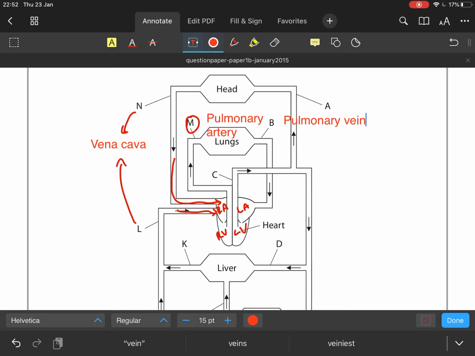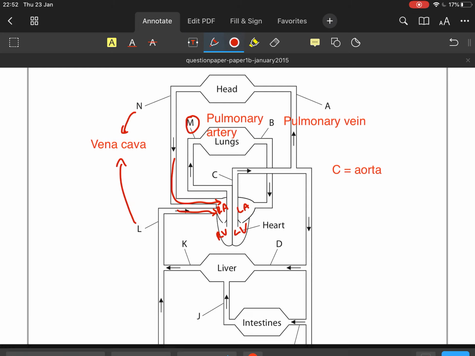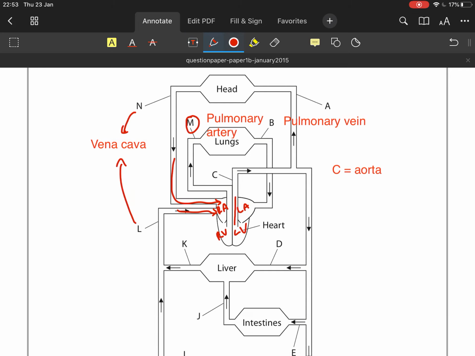We've then got a blood vessel here, C this time. So I'm just going to write this over here, in fact, because it's not much space. So C equals the aorta. Okay, this is coming out of the left ventricle. If we just trace it with our pen here, it's coming out of the left ventricle, and it's taking it around the body. Here, some of it going up towards the head, some of it coming down here.